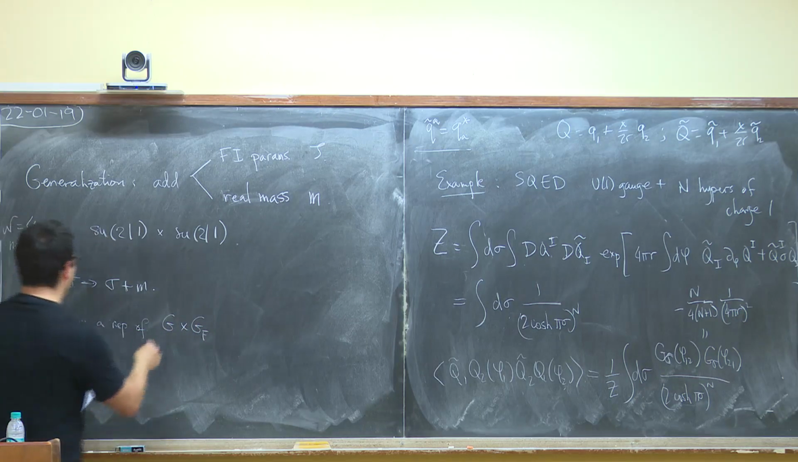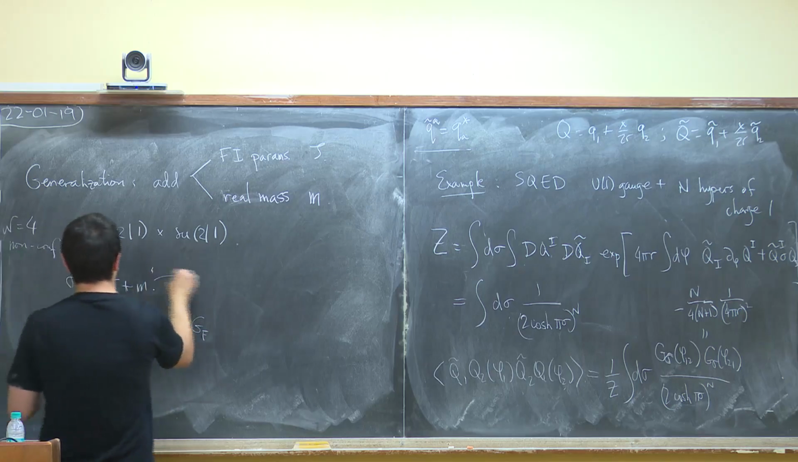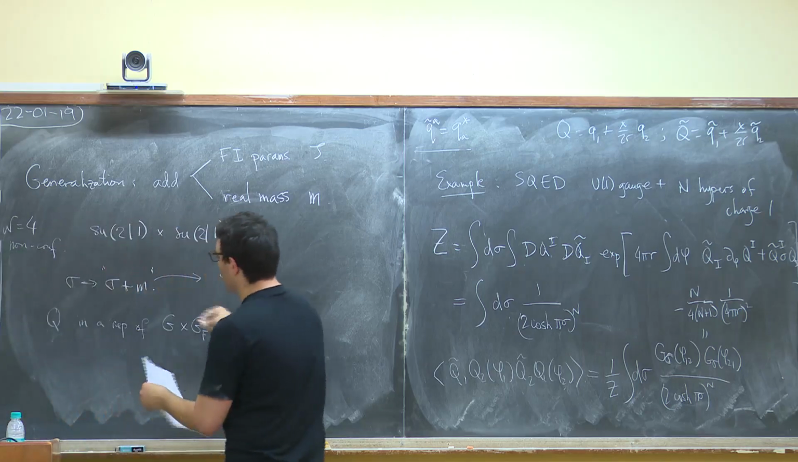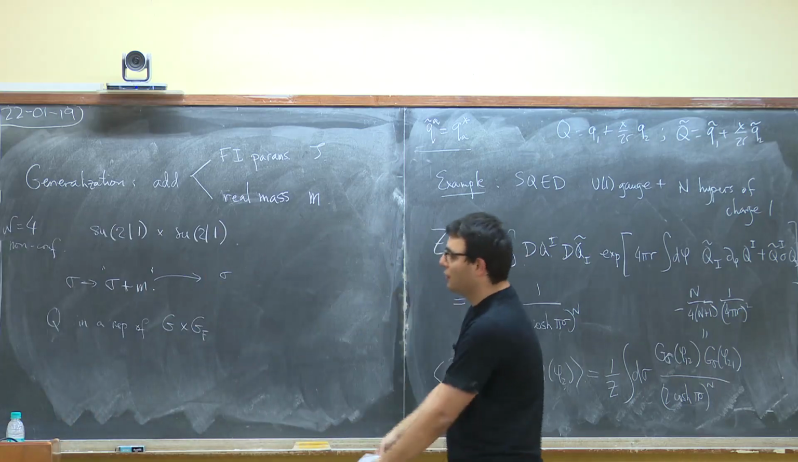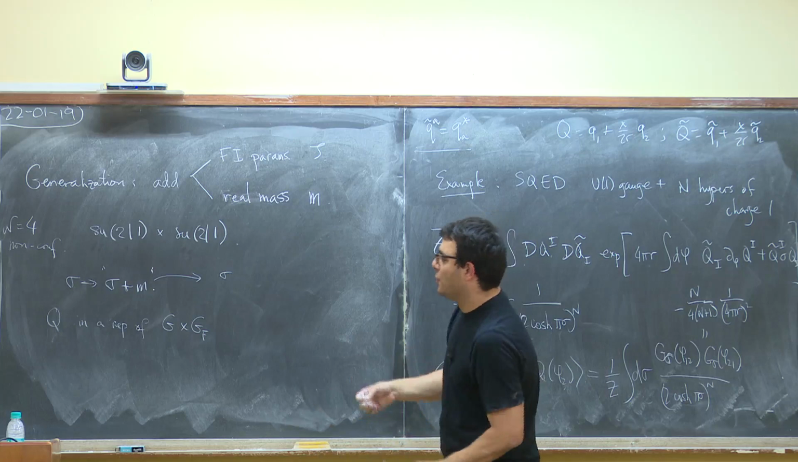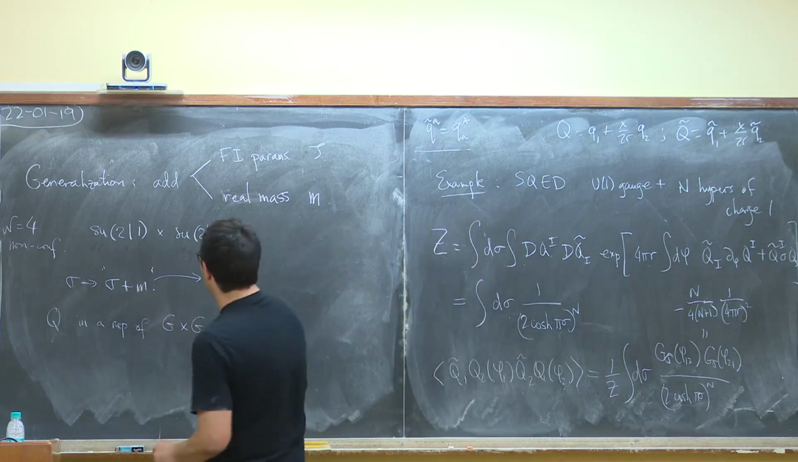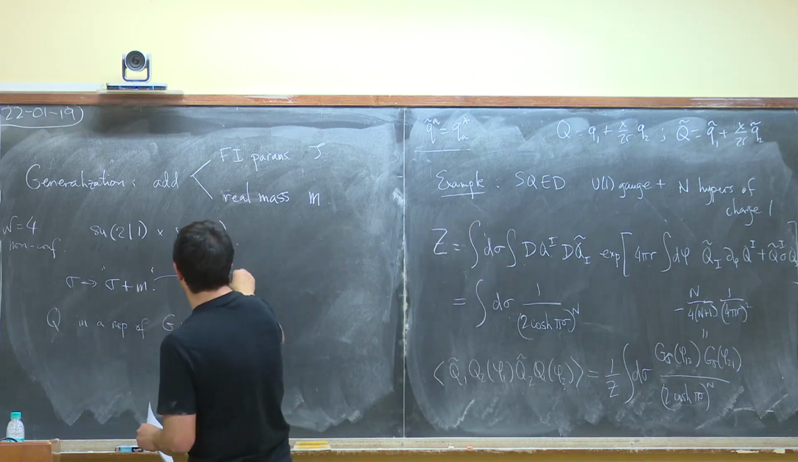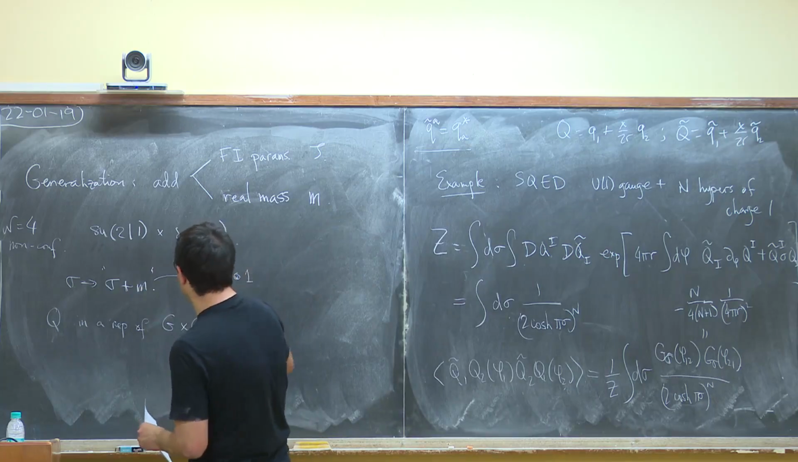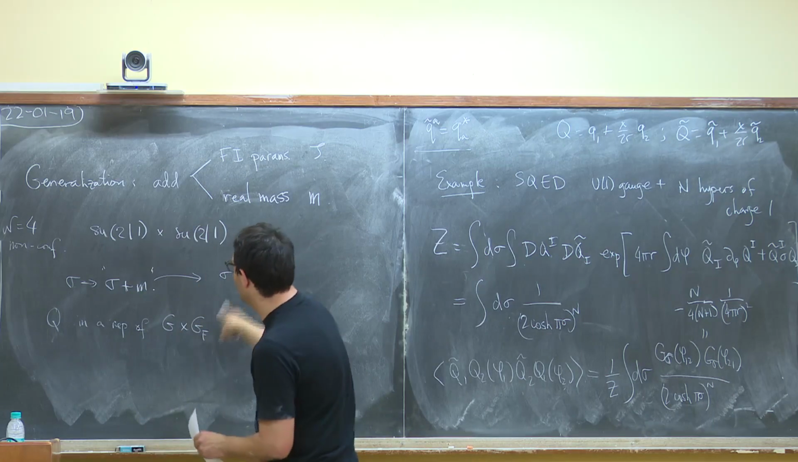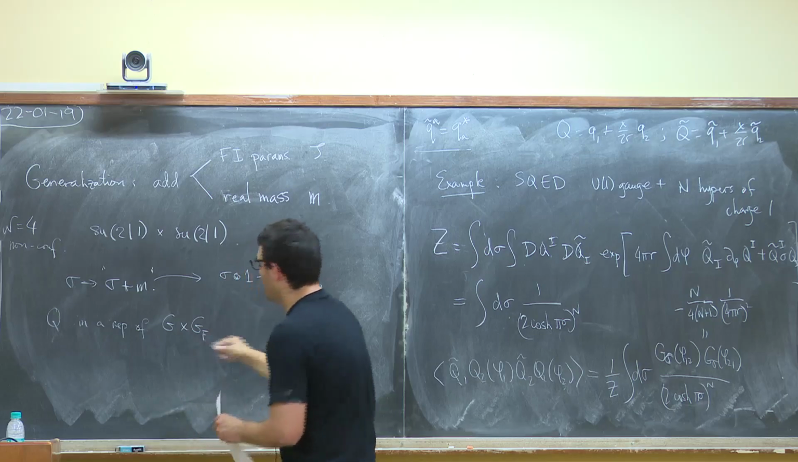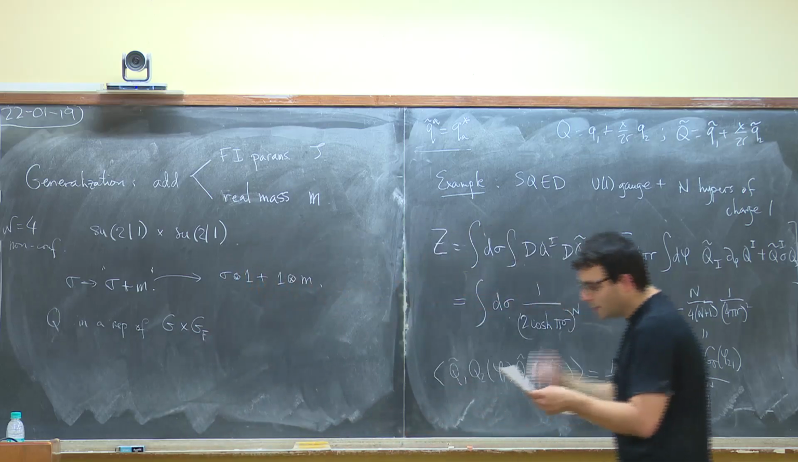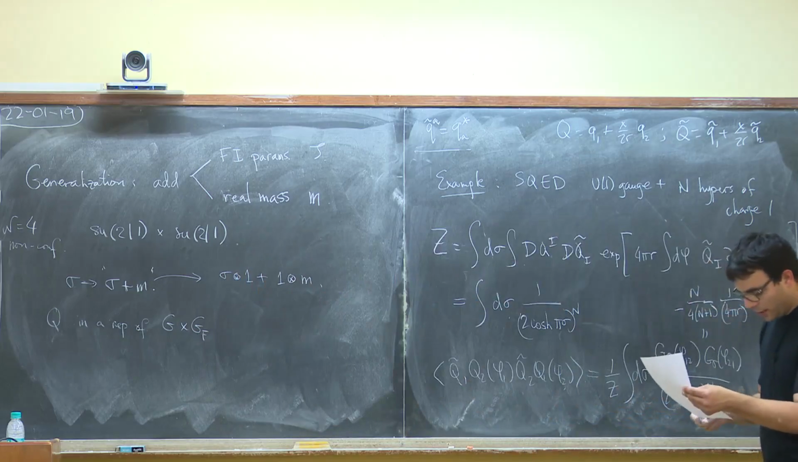So what I mean by this: sigma is a matrix. I can think of Q as a column vector, and Q tilde as a row vector, and sigma as a matrix. So what sigma plus M means is sigma times the identity in G_F, plus the identity in G times M in G_F. Anyway, it's simple to introduce mass parameters.